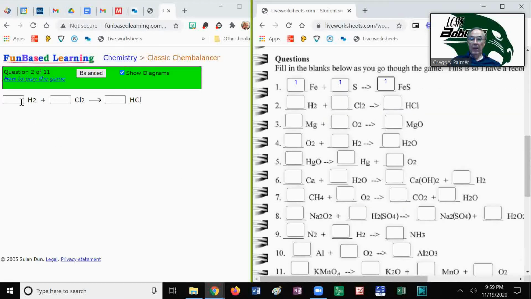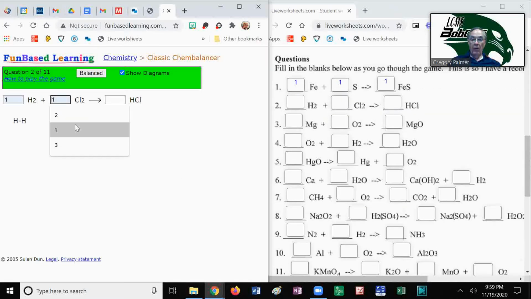On this next one, like I said, it helps if you put in the 1 coefficients for everything first. It makes it a little easier to count. And you can see in this diatomic hydrogen, we have 2 hydrogens. In the diatomic chlorine, we have 2 chlorines. And over here in this compound, the HCl, we have 1 hydrogen and 1 chlorine.